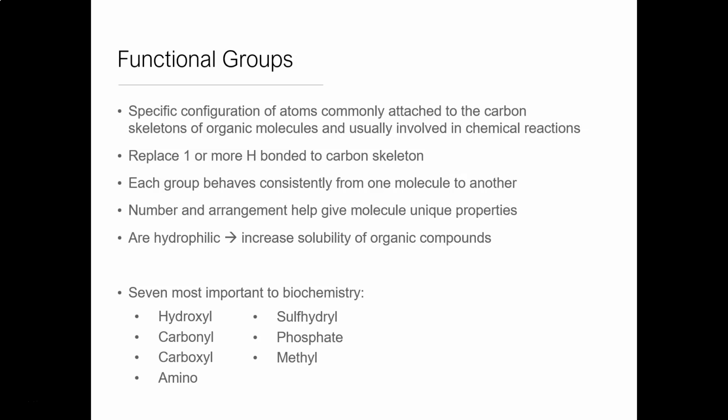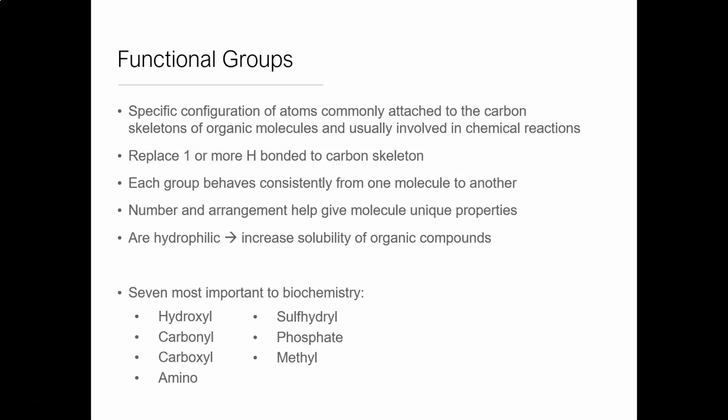We're going to wrap up our discussion on Chapter 4 in organic chemistry by really talking about what makes these carbon skeletons really do something in living things. And that comes down to these things called functional groups. Functional groups are specific configurations of atoms that are commonly attached to those carbon skeletons. More often than not, it's these functional groups that give these organic molecules their properties, and also is typically what ends up being involved in the chemical reactions from making one molecule into something else.